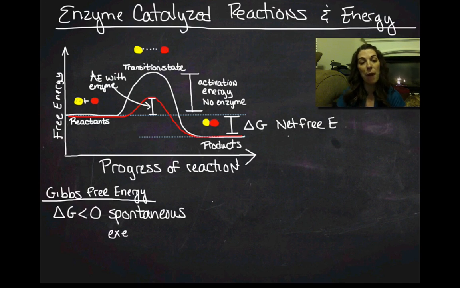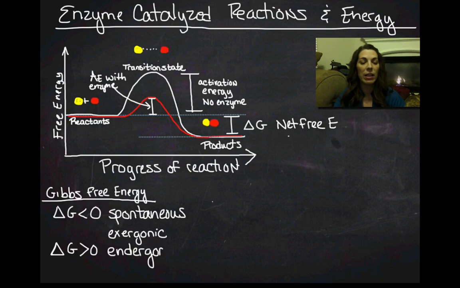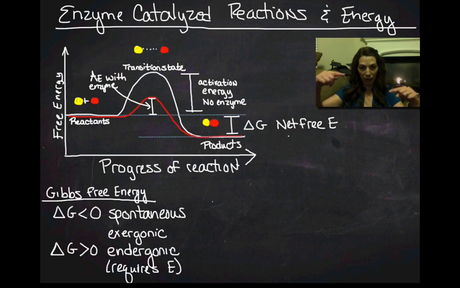When delta G is positive, then the reaction is endergonic, and it's going to require energy. And what that would look like is instead of the products being here and the reactants being here, the products would be here and the reactants would be up here. So you'd be like that. But you would have the products at a higher free energy state at the end of the reaction.